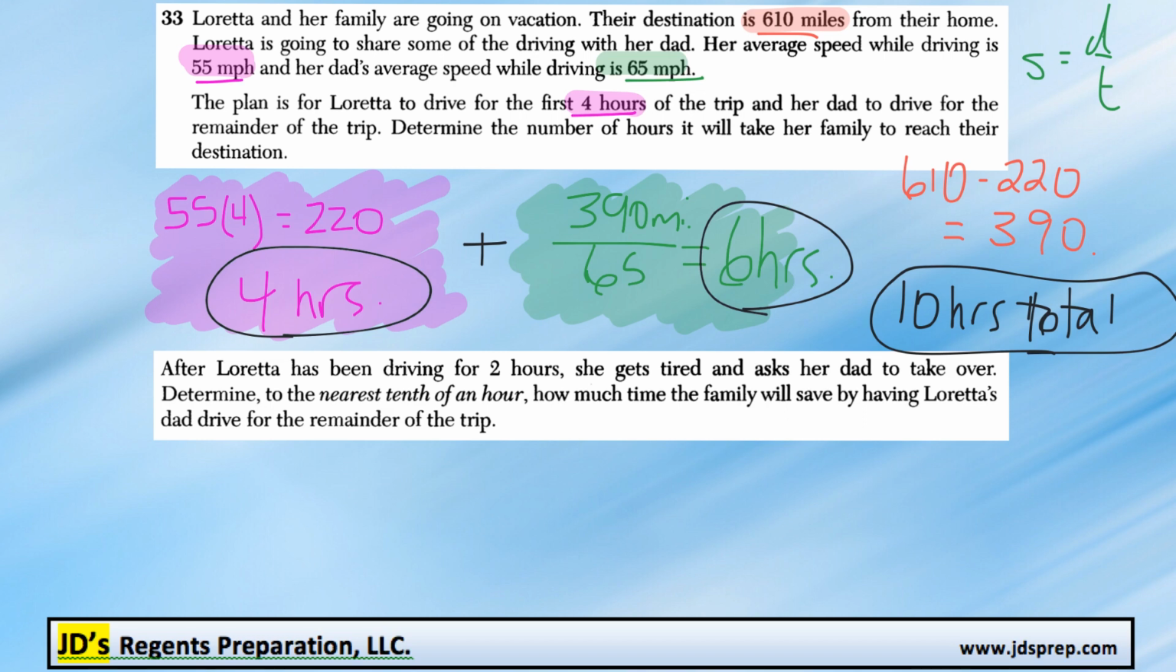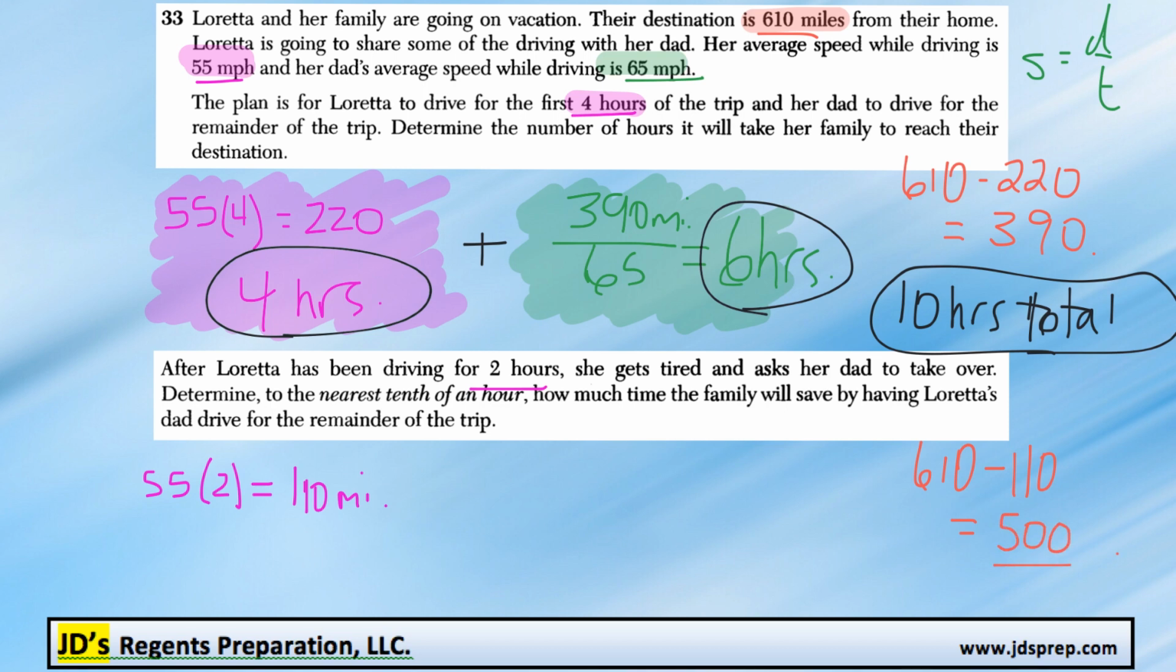Okay, moving on to part 2. So this time Loretta is going to drive for only 2 hours before they switch. Similarly, we're going to take her speed, which is 55 miles per hour. This time we'll multiply it by 2 hours instead of 4 to get that she would be driving for 110 miles. And then similarly, we're going to take the whole distance, 610, subtract 110 to find out how far the dad has to drive. That would end up being 500 miles.